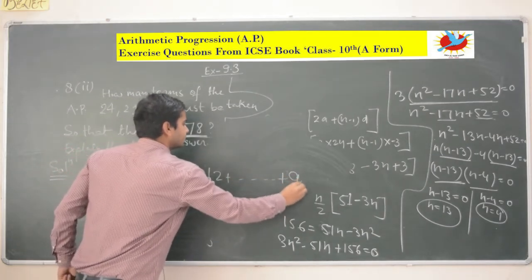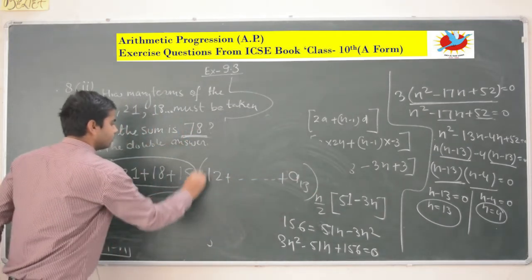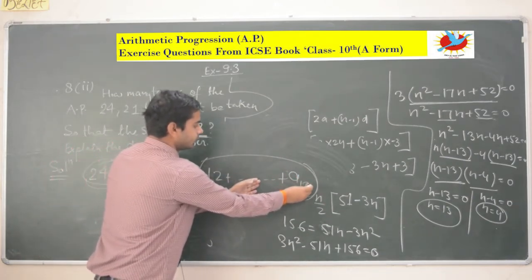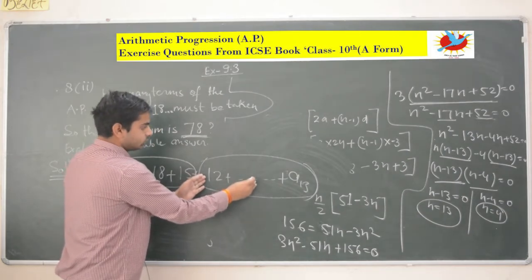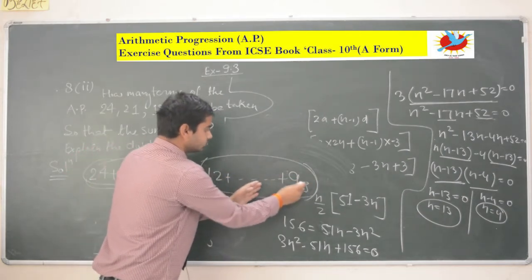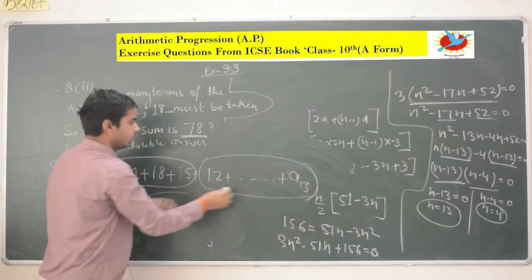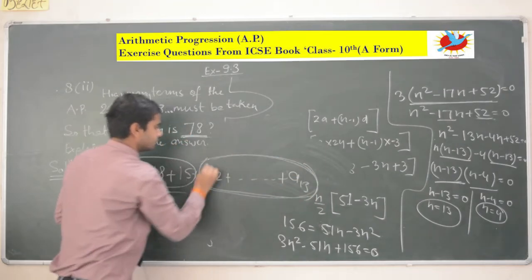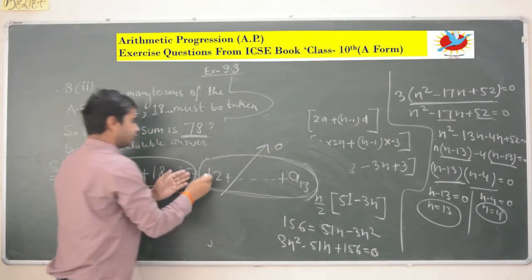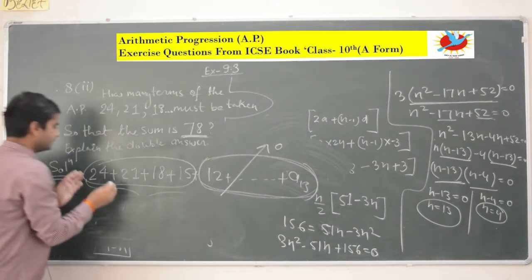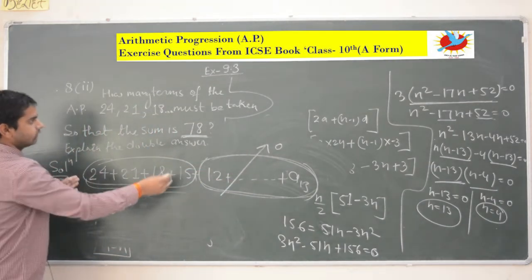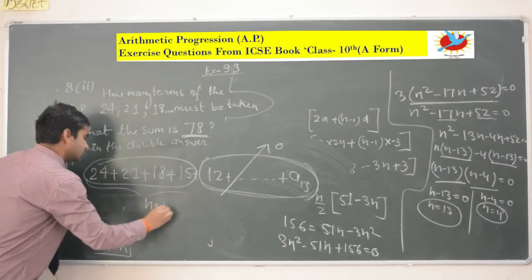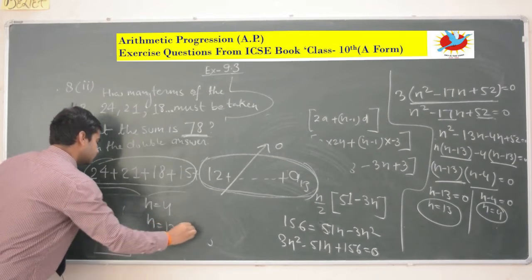... up to a13. Okay, so in the sum of these terms, some numbers will be positive and the next numbers will be negative. So the sum of the positive numbers is equal to the sum of the negative numbers, and the positive and negative numbers get cancelled out. That means the sum of the 5th to 13th terms is equal to 0. That's why the sum of the first four numbers makes it 78. So n equal to 4 is the answer, and n equal to 13 is also a correct answer.